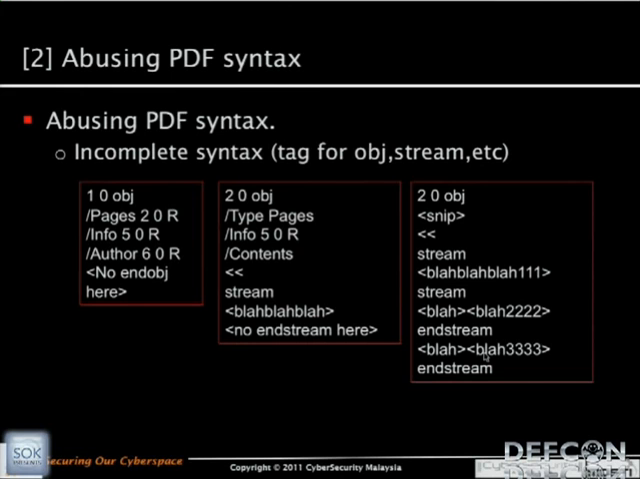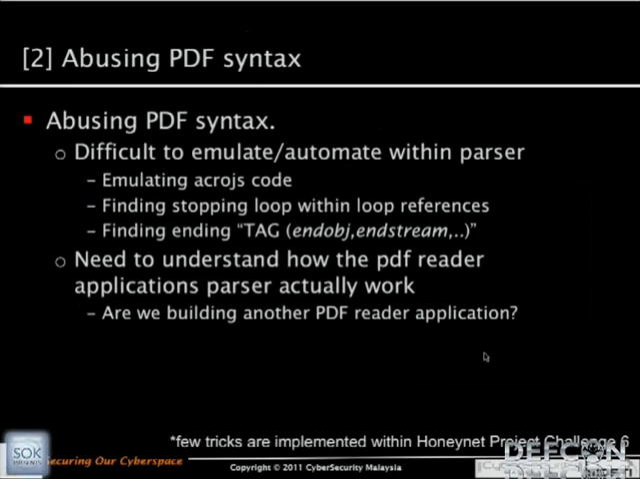Right? It's very tricky to analyze all of it. Okay, so another thing is, like I mentioned, the problem with this is that it's difficult to emulate or automate within the parser. Something like I mentioned earlier: emulating Acro.js code, finding the stopping loop, and finding the ending tag for OBJ and stream. And of course, you need to understand how the PDF reader application's parser actually works.